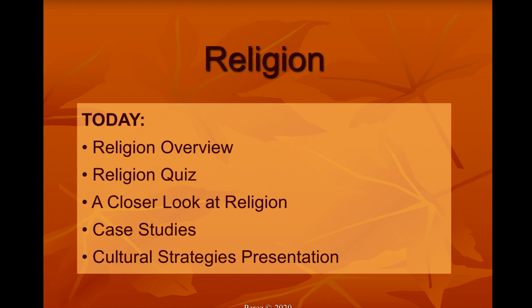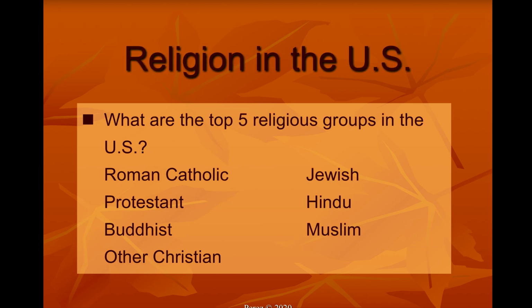I'll make this bigger for you guys. So here we go. My first question for you when it comes to religion in the United States is, what are the top 5 religious groups? I've given you some clues here. There are 7 groups listed here. I need you to pick the top 5, and then if you could put them in order of the most dominant to the least dominant. I'll give you a second to do that.